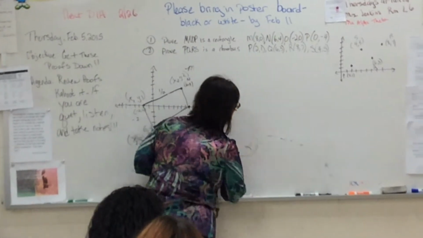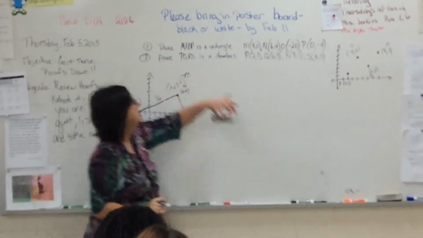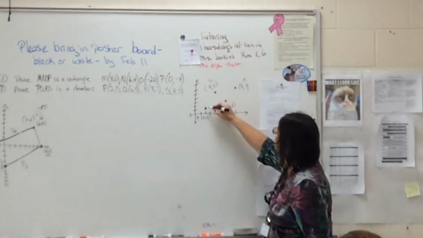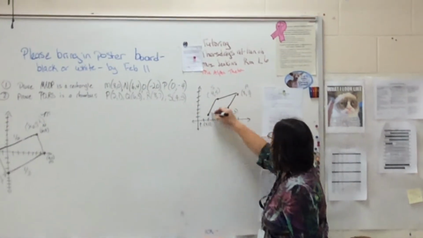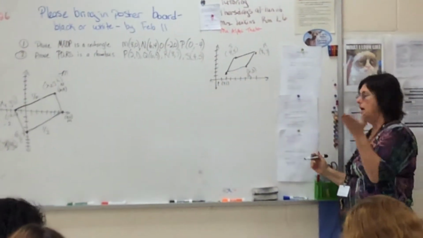So the next one, rhombus. So here's PQRS. I'll go ahead and call these in. On that angle, it looks like a parallelogram. Well, let's find out.